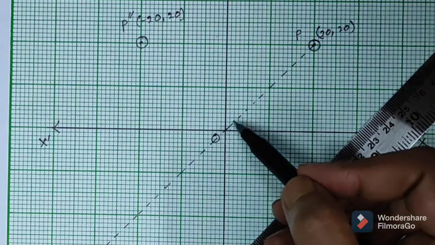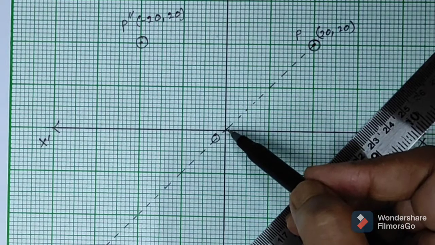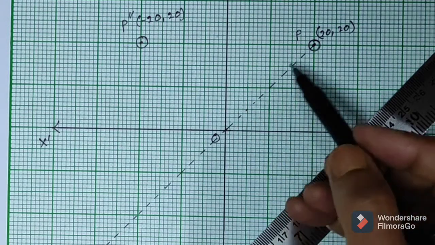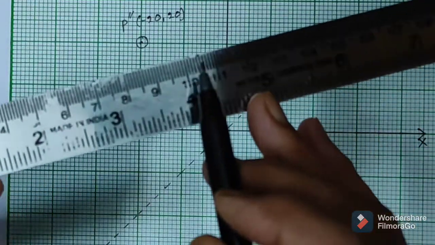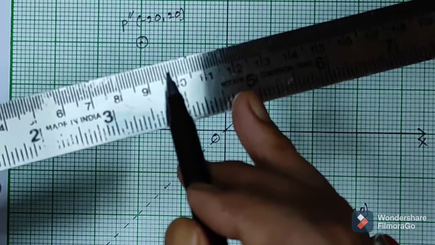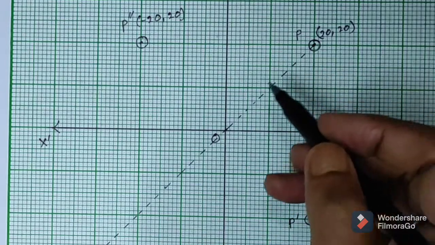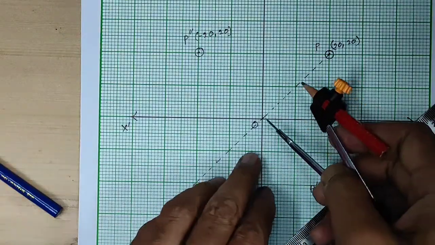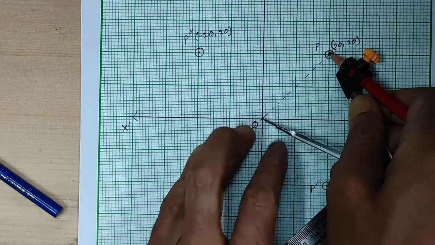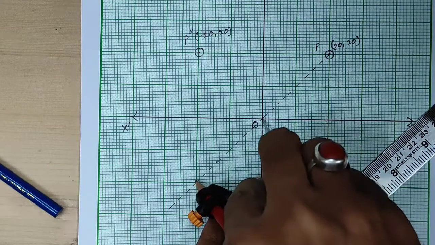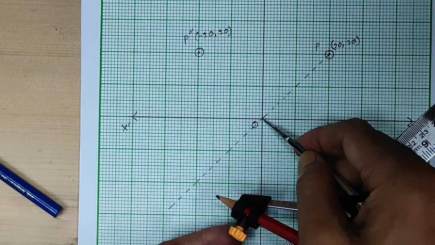Now, we will measure this distance either by ruler or by compass, but I will suggest you to use compass, because every time ruler will not help you. If this point falls between these two small divisions of scale, then what will happen? That is why I will suggest you to use compass. I am showing you. What we have to do? We have to measure this distance by compass, and on the opposite side also by the same distance we will measure.